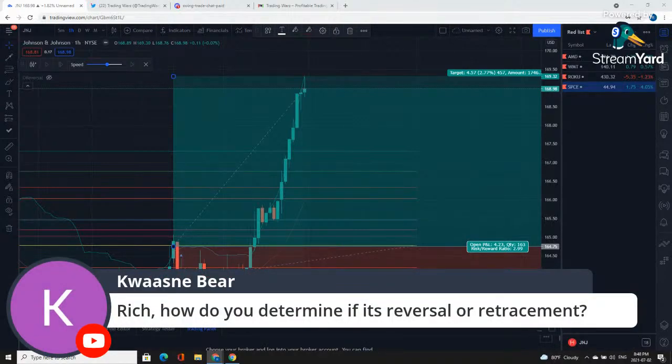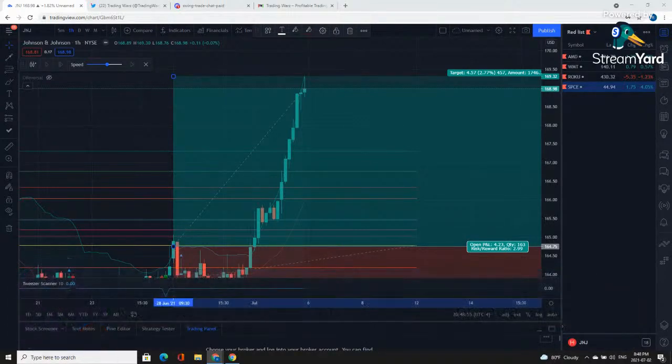Rich, how do you determine if it's a reversal or a retracement? You don't really know if it's a reversal or retracement. You have to just play the odds. When you're defining what type of trader you want to be, you have to say, am I going to trade reversals or am I going to trade retracements? You have to define that. For me, I trade retracements. I don't really trade that many reversals. I like to trade with the trend. Johnson & Johnson is a bullish stock on the higher time frame. That's why I went long.